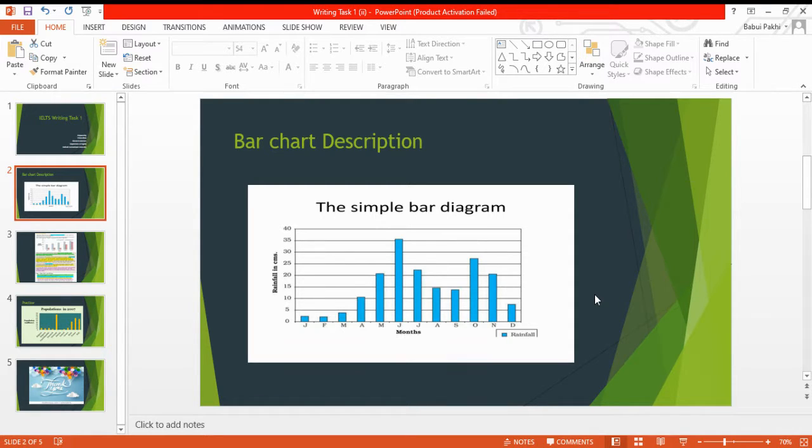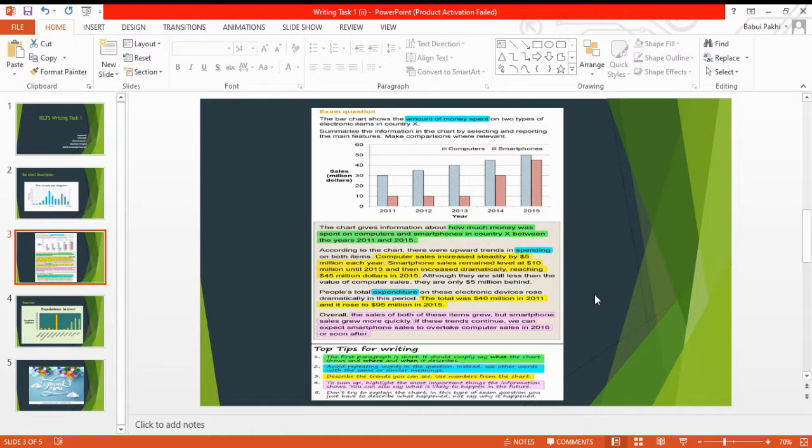So for our better understanding, I have brought another example, and the example shows a bar chart. Here is a bar chart that shows the amount of money spent on two types of electronic items in country X. Summarize the information in the chart by selecting and reporting the main features. Make a comparison where relevant. So we have to illustrate this diagram.